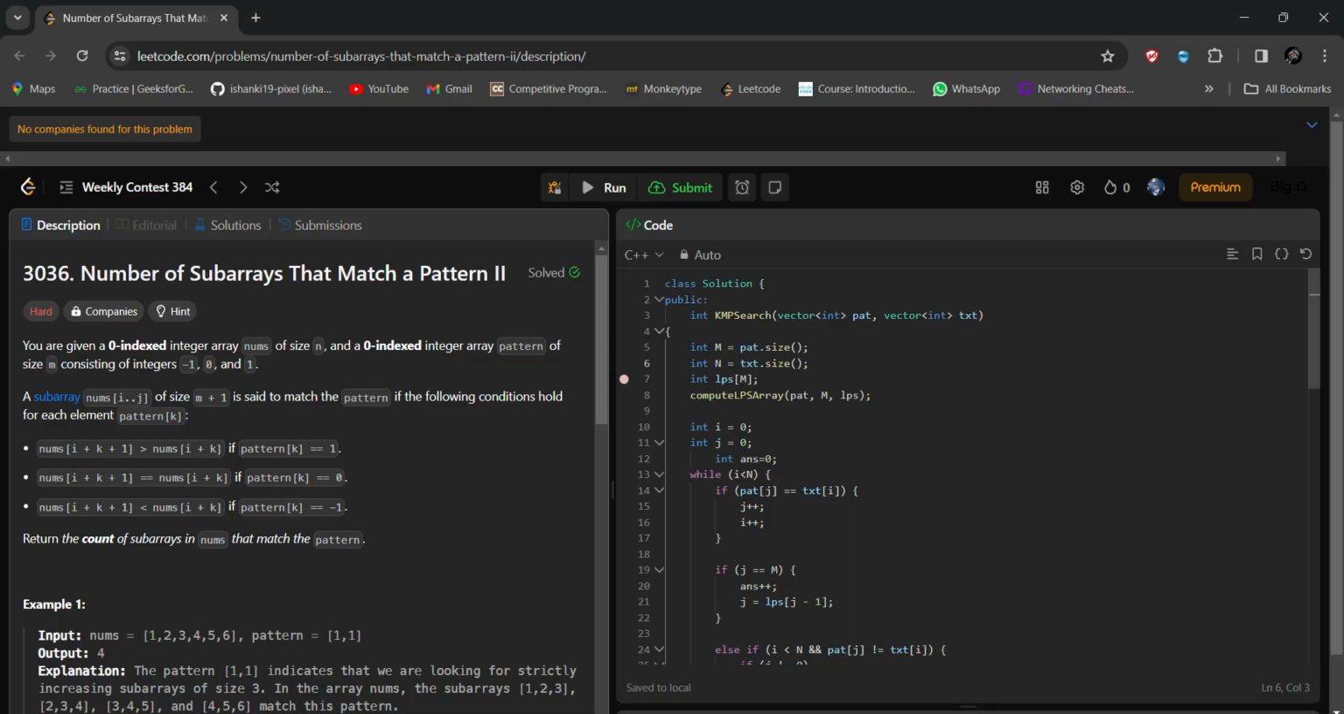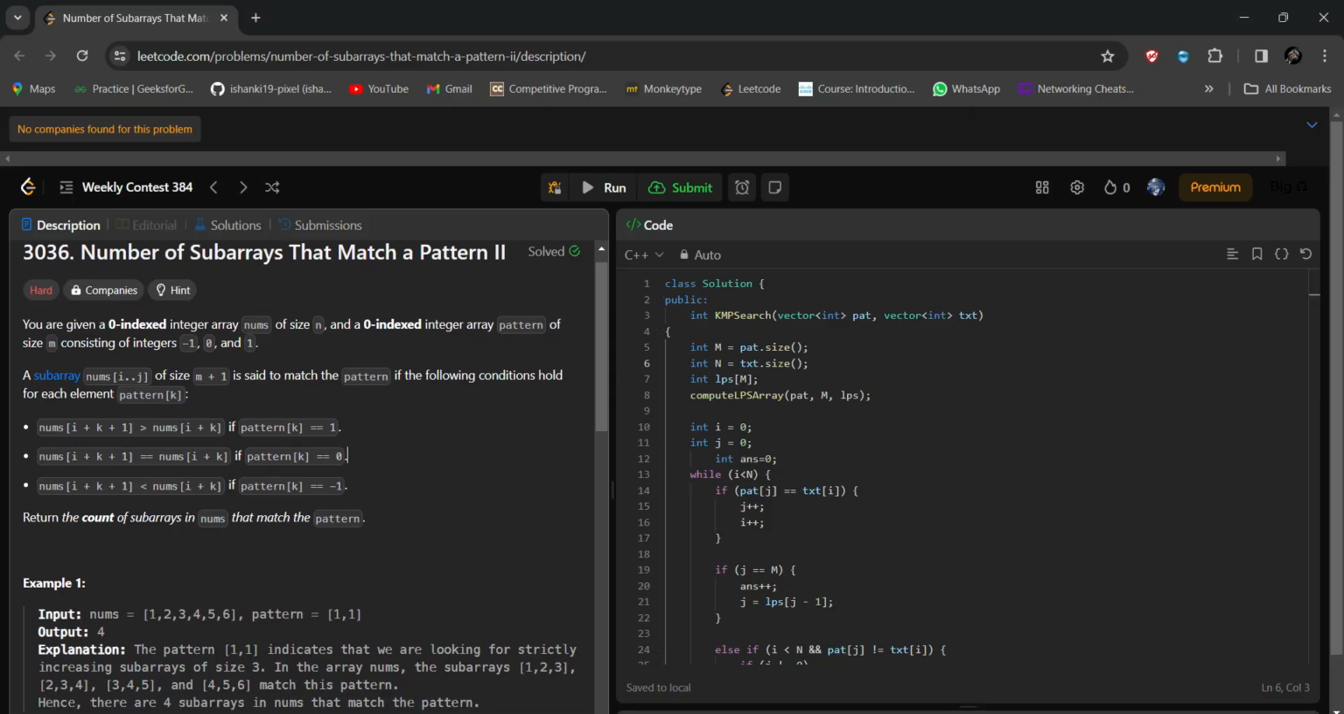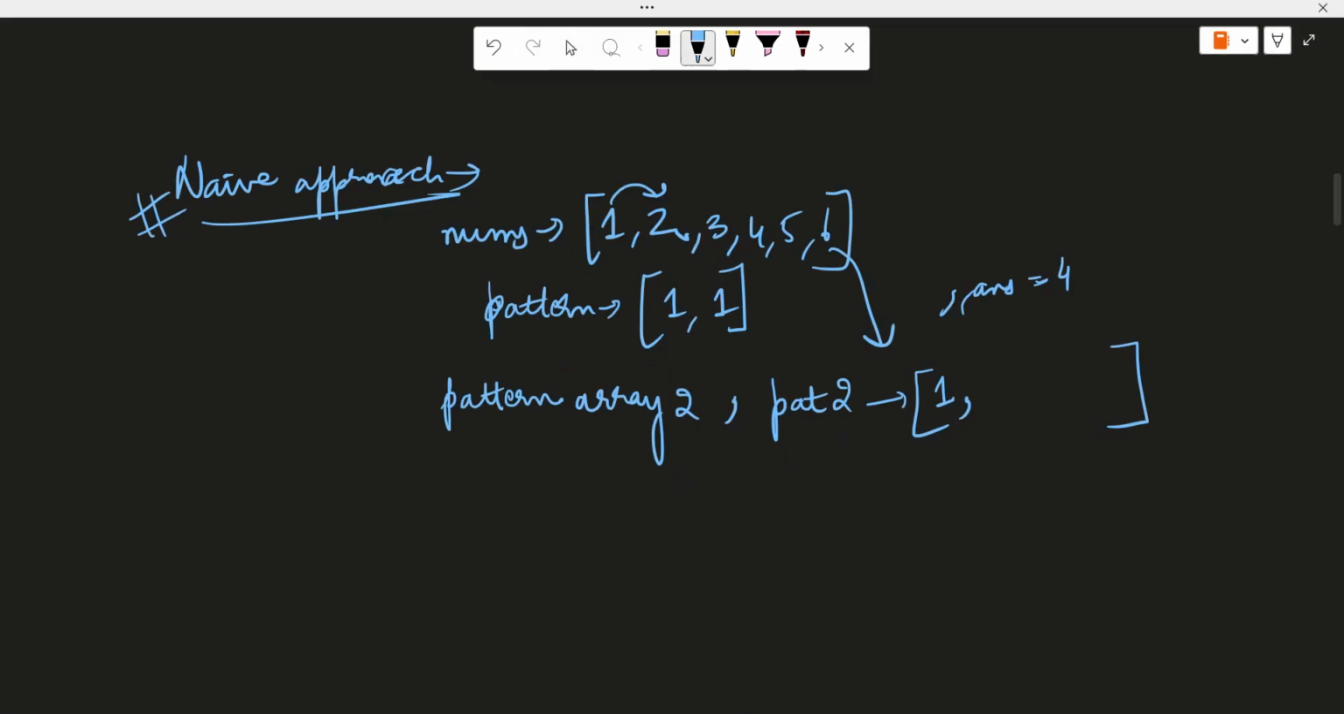revise the question again. In the question, what they've said is that if we are able to satisfy this condition, that the second element is greater than the first element, then the pattern at k will be equal to 1. If the elements are similar, then it will be 0. If the first one is greater than the second, then it will be minus 1. Similarly, we'll be doing it for pattern 2. We have 1 here because the second one is greater. Similarly, for further elements, we'll be getting pat2 as the pattern array for the nums.